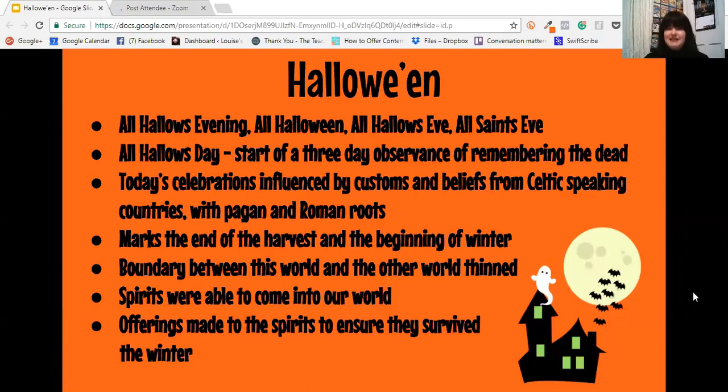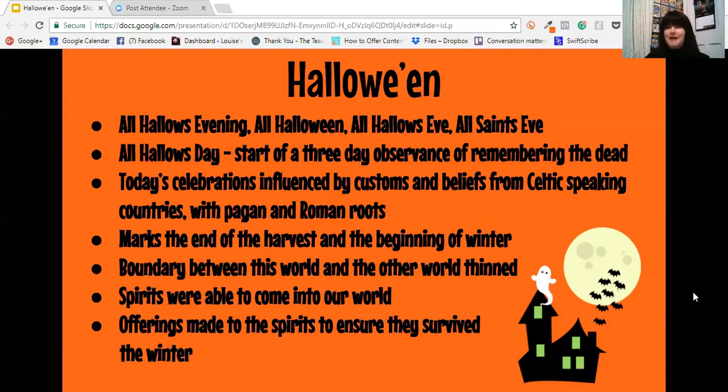Now, our celebrations today have some influences in customs and beliefs that come from Celtic-speaking countries. Now, the Celts were from all over Europe, but particularly concentrated on the British Isles. So Celts are people who have Scottish roots, who have Irish roots, and Welsh roots. So lots of Celtic-speaking countries. And they had particular pagan beliefs, but there were also Roman roots to the customs and beliefs that they had back hundreds of years ago that have influenced the celebration that we have nowadays.